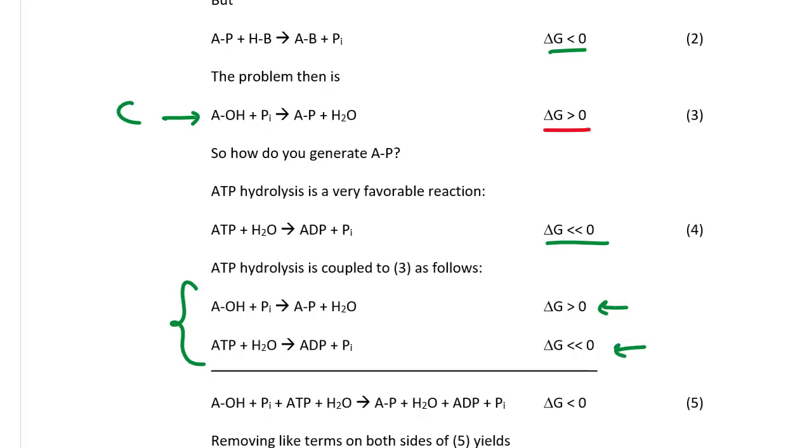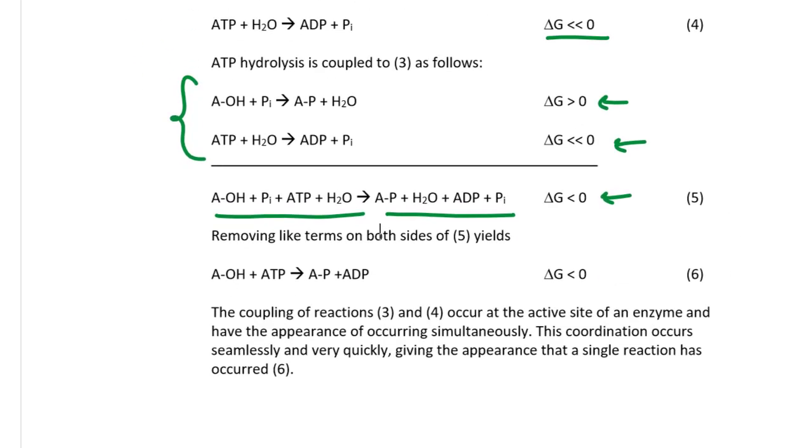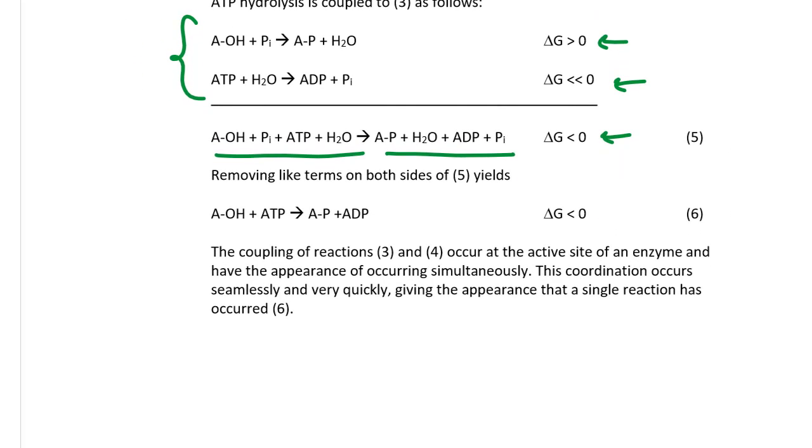And when you add up the delta G's, you get a delta G less than 0. Right here, you can see that I put all the reactants on one side and all the products on the other. Now what you do is you remove what the reactant side has in common with the product side. So if we look, H2O goes away. And what else do I have? Two inorganic phosphates go away. And when I then rewrite it, I have this: AOH plus ATP goes to A phosphorylated plus ADP, and this has a delta G less than 0.